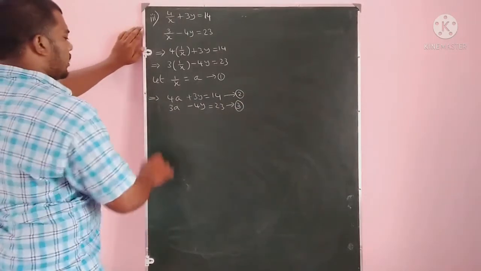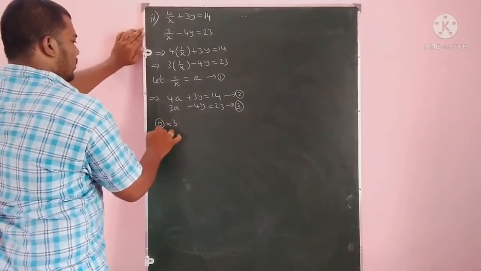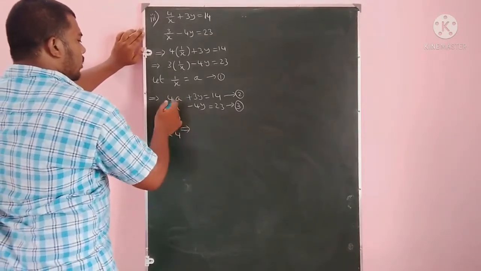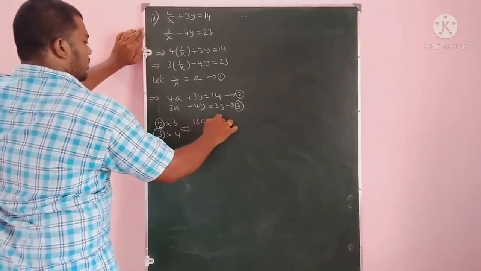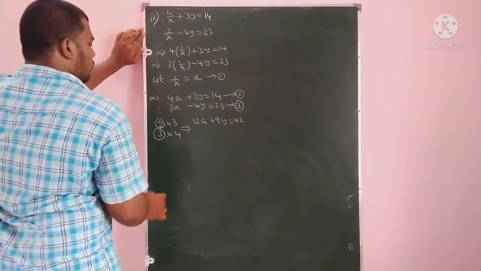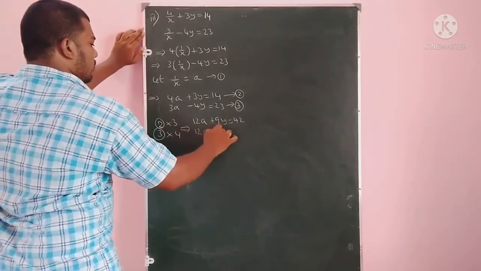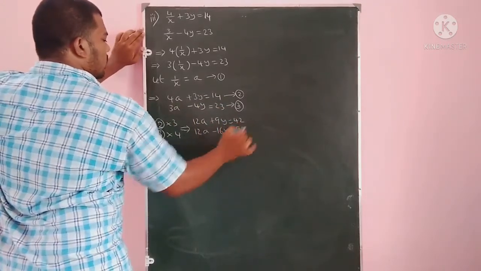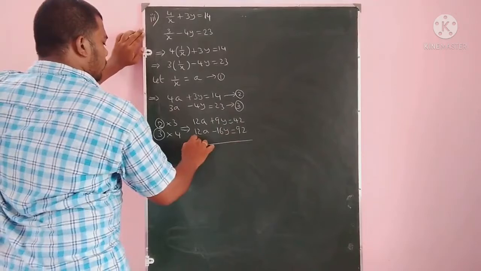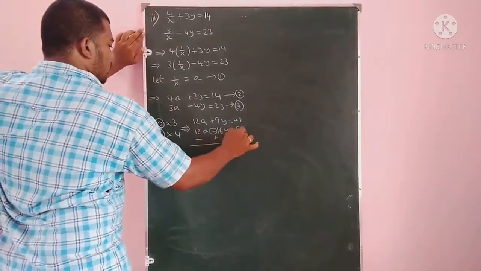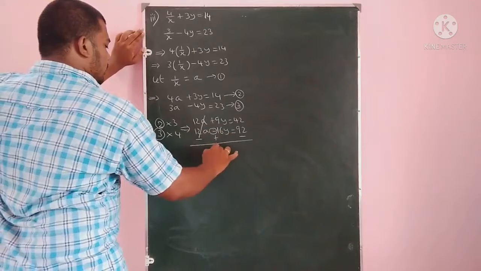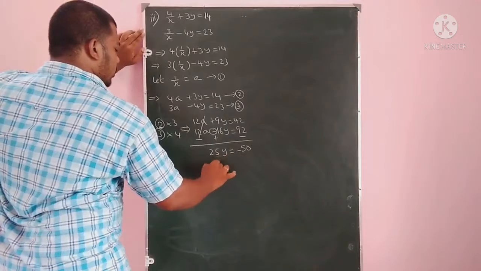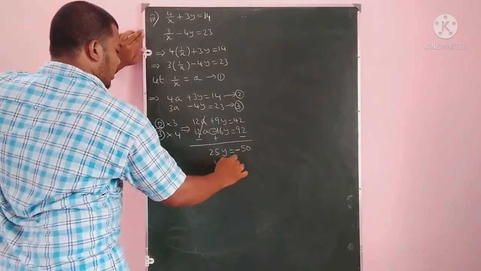So go with the elimination method. Equation 2 should be multiplied with 3 and equation 3 should be multiplied with 4. That results in 4 3s 12a plus 9y is equal to 42. With 4, 12a minus 16y equals 92. This minus should be changed to plus, and 12a minus 12a will eliminate. This gives 25y is equal to minus 50. So y is equal to minus 2.